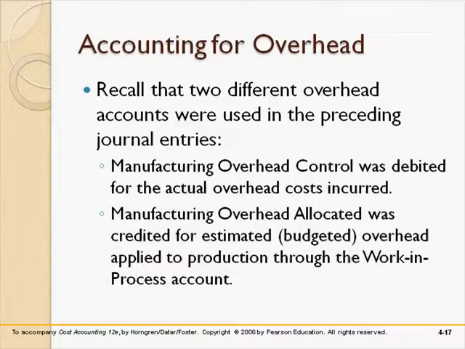Okay, now with overhead, remember that we use two different overhead accounts in the journal entries we just saw. Manufacturing overhead control was debited for the actual costs, and overhead allocated is credited for the estimated or budgeted or predetermined overhead applied to the production through the work in process account. So if you got lost on that, I'd say go back and look at the entries again, or take a look at it in the textbook.